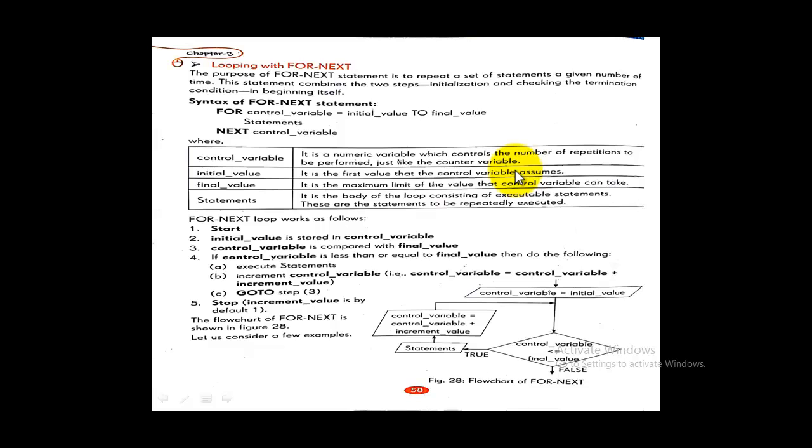Initialize the value of x, the control variable, as 0 or 1; that is the initial value. Final value is till where we have to run the repetitions. Okay, the final value: x less than 9, or x less than 10. The checking is done against the final value.